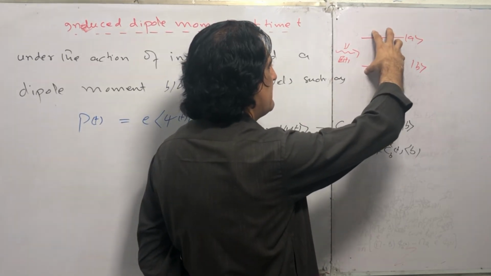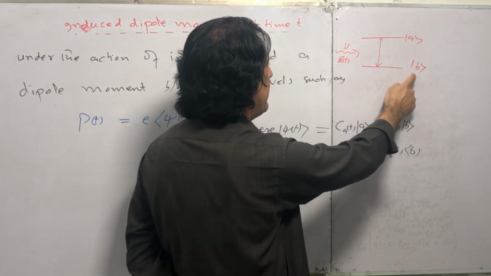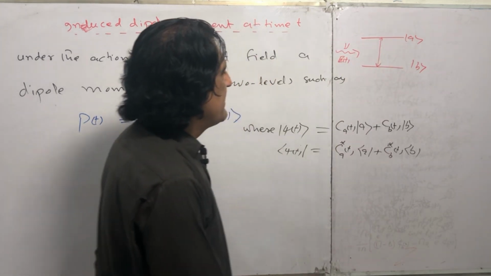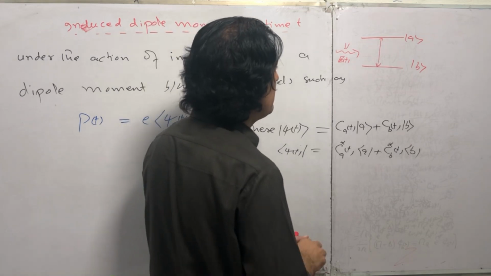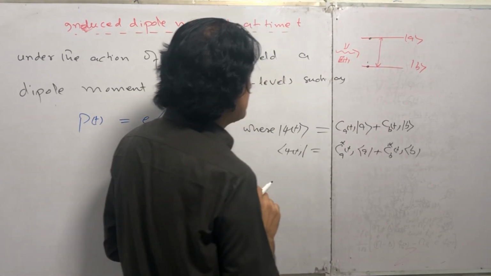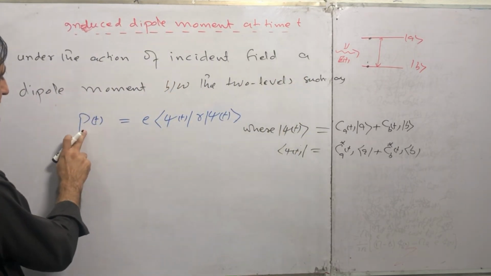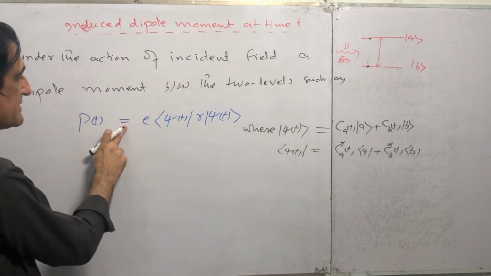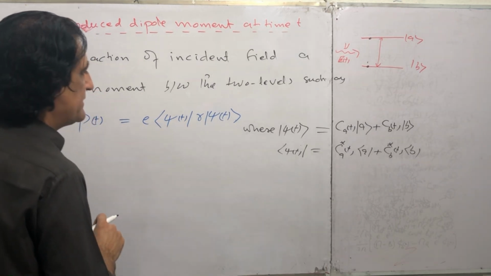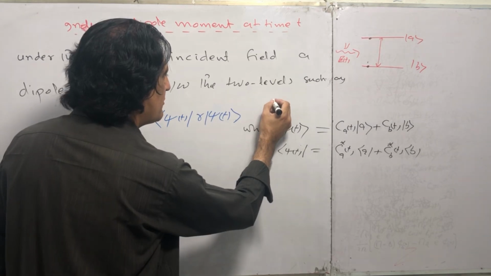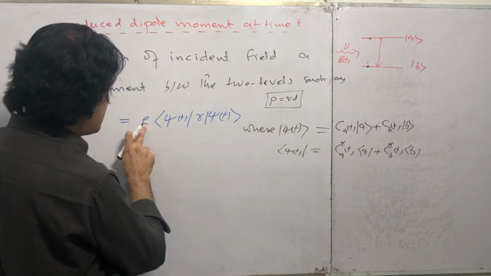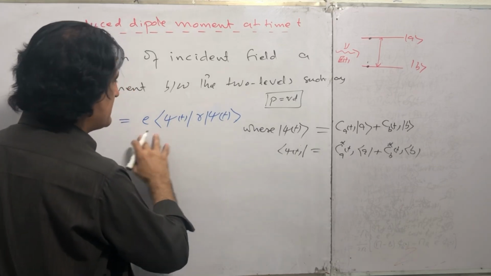Suppose we have a two-level atom, which has states A and B, and this field is interacting with this two-level atom. Then a dipole is generated between these two levels. This dipole moment can be written mathematically as equal to e times the average distance, because we know the dipole moment is equal to QD. So this is Q and this is the average distance. So this is the dipole moment.